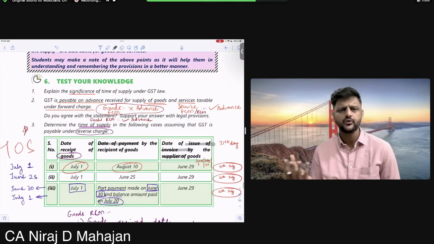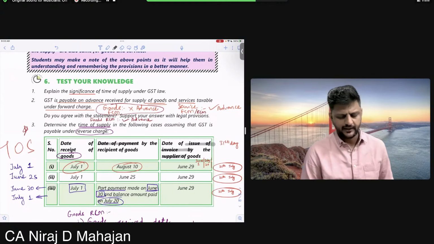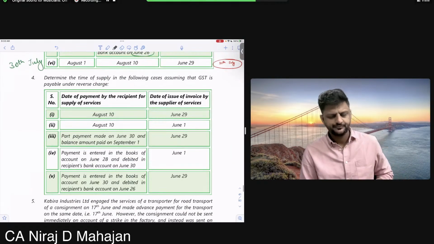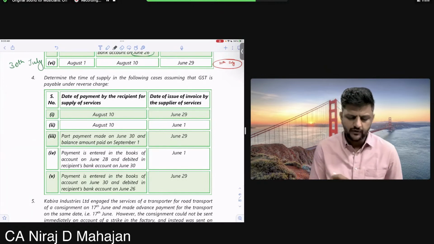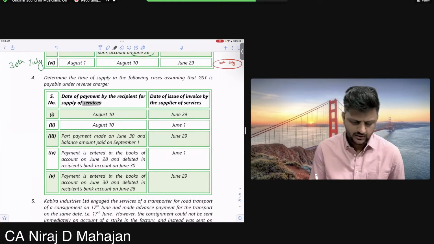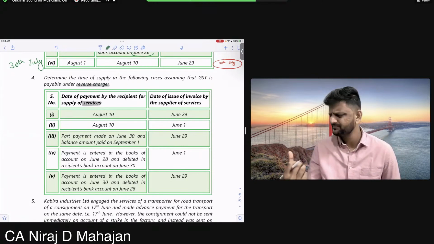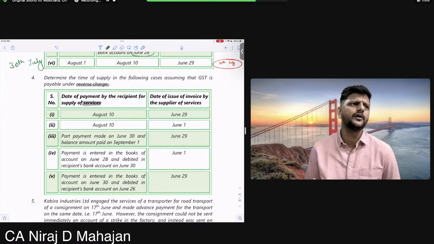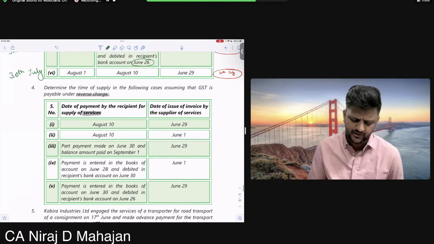So again, an interesting question, or you can say a proper question which you can practice. Ready? So time of supply of services under reverse charge. What do you check? Tell me, children. Reverse charge. Is it payment or the 61st day?